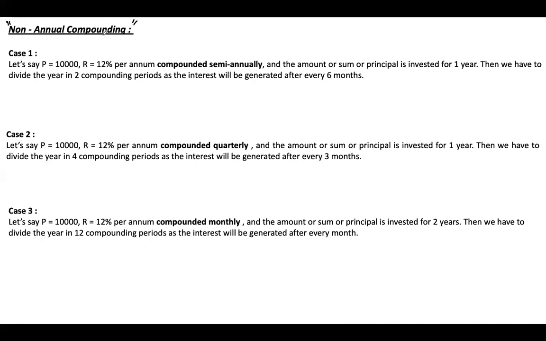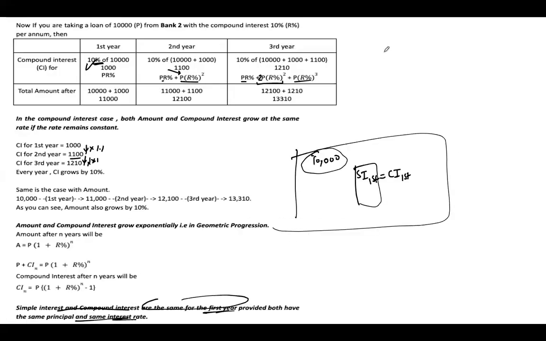Then there is this thing called non-annual compounding. Here, what was happening is, whatever you are saying, let's say 10% per annum. What does it mean? 10% per annum, per year. So after this year ends, or after 12 months are over, then only you get, let's say, 10% on this 10,000. In between, you're not getting anything.